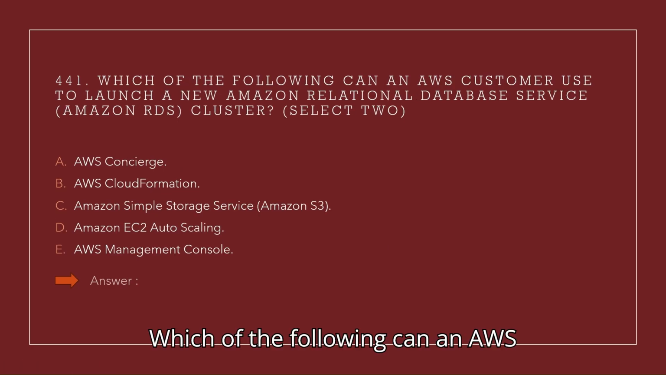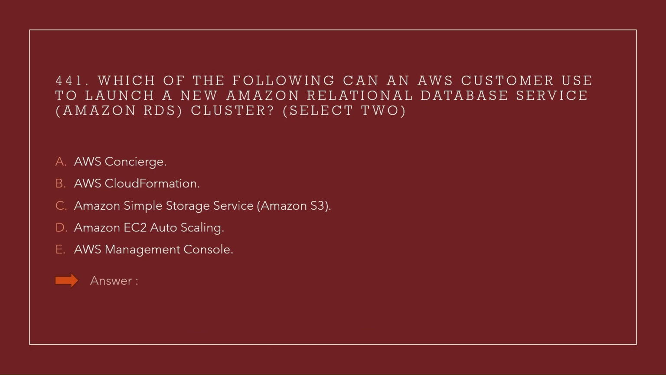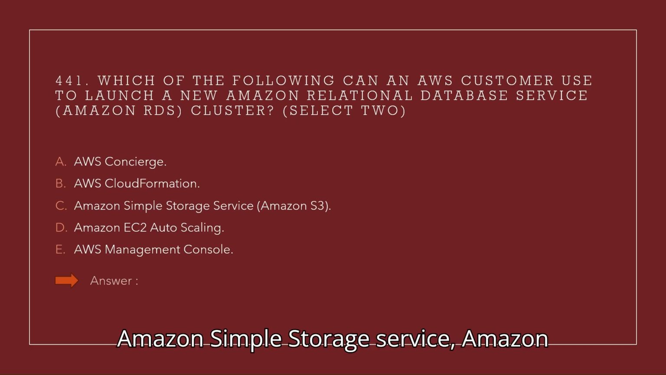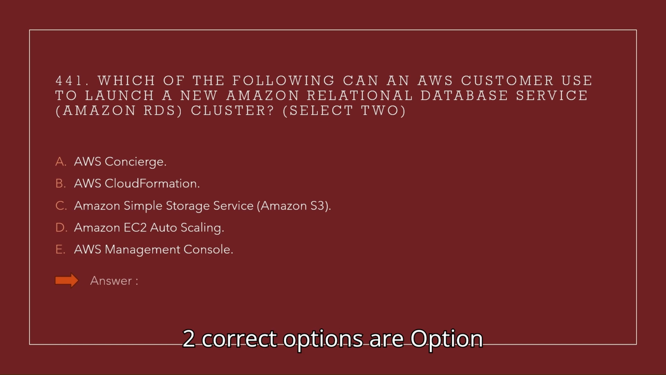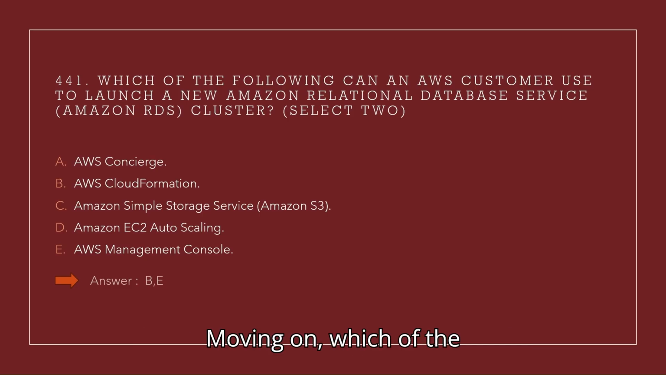Which of the following can an AWS customer use to launch a new Amazon Relational Database Service cluster? AWS Concierge, AWS CloudFormation, Amazon Simple Storage Service, Amazon EC2 Auto Scaling, AWS Management Console. Two correct options are option B, AWS CloudFormation, and option E, AWS Management Console.